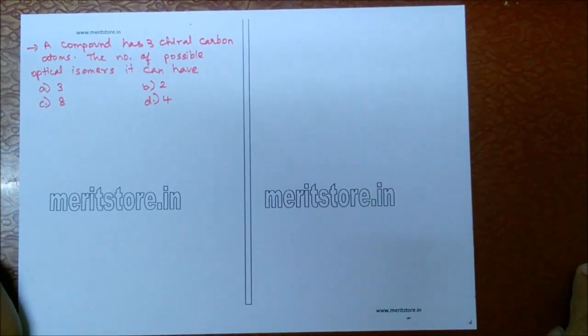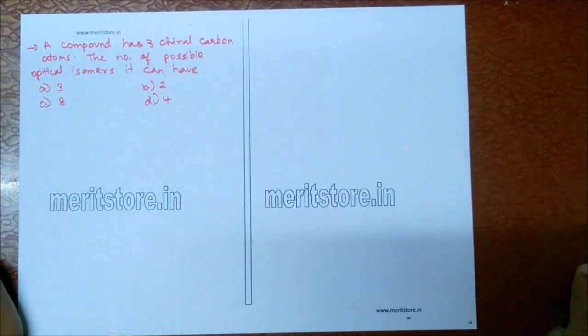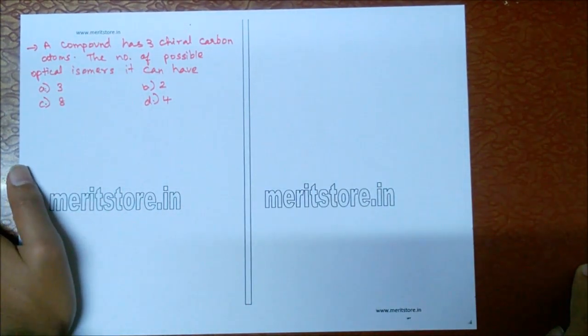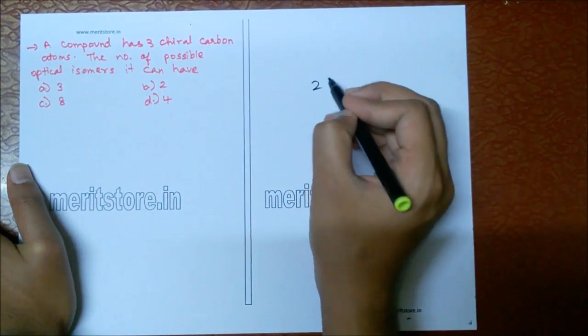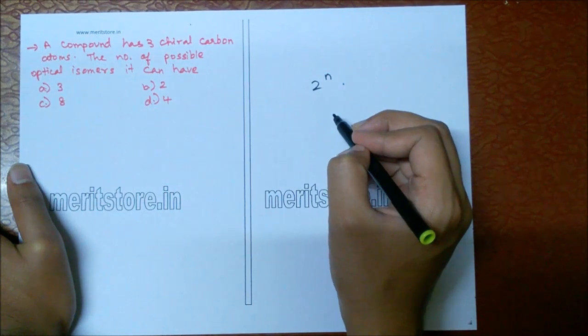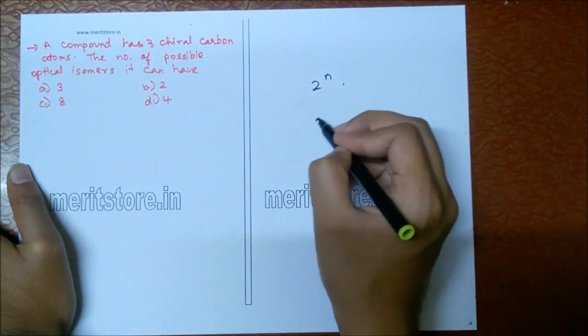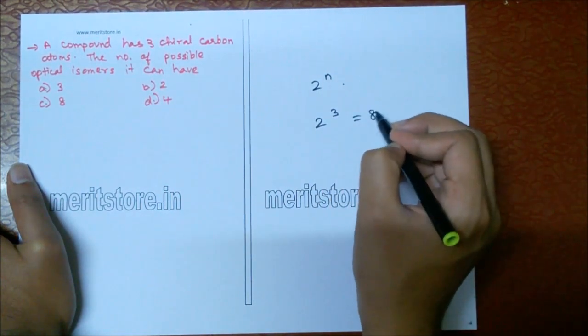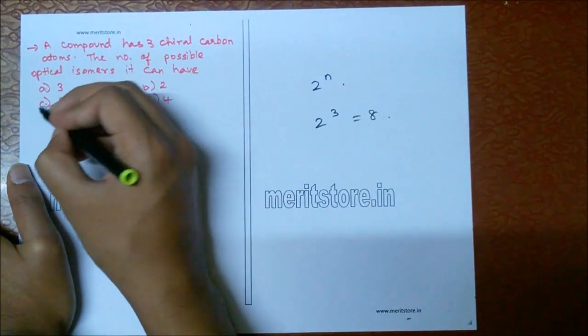A compound has three chiral center atoms. The number of possible optical isomers it can have? The number of possible optical isomers is equal to 2 raised to n, where n is the number of chiral centers. So here 2 raised to 3 is equal to 8. So it can have 8 optical isomers. Option C.